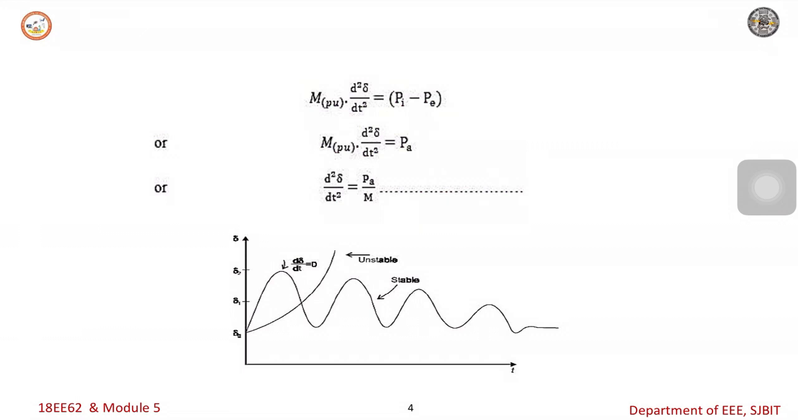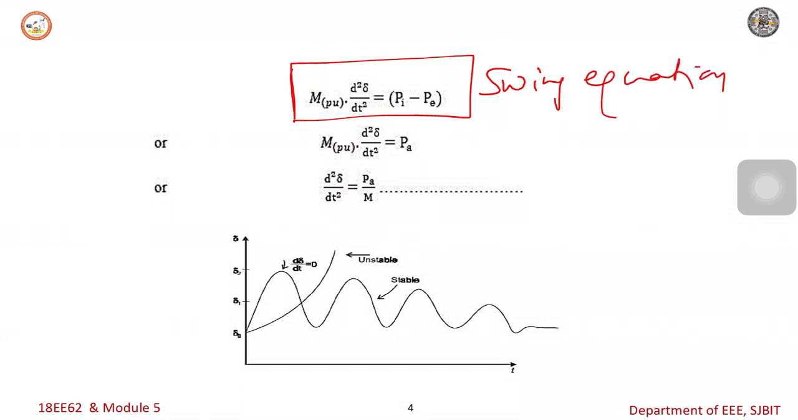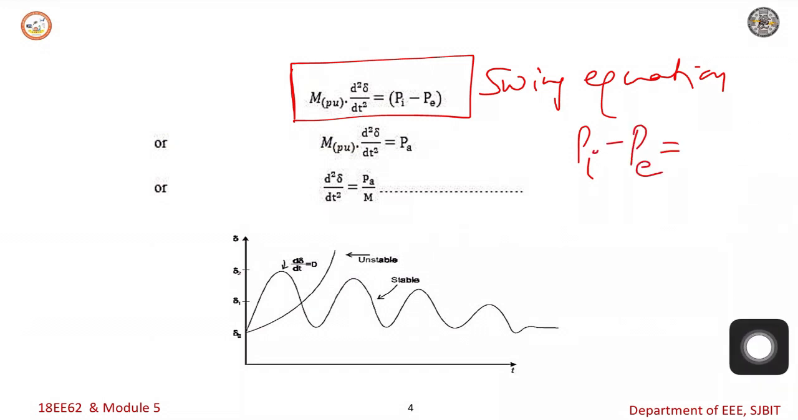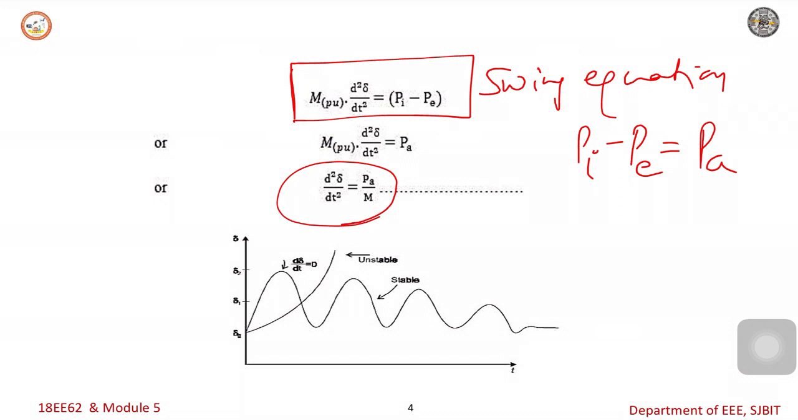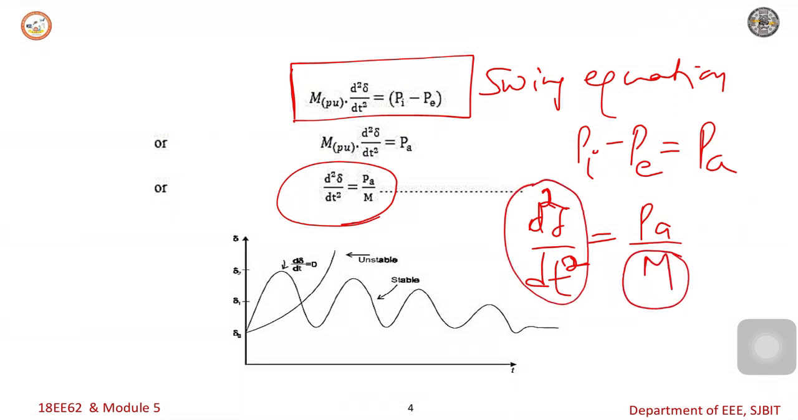We know the power angle equation, the swing equation for a single machine, is written as M d square delta over dt square is equal to Pi minus Pe, and this Pi minus Pe is nothing but the difference between the input and the output powers. This is because of the accelerating power. So d square delta over dt square is equal to Pa over M. Here M is constant, and the variation of delta mainly depends on the accelerating power.